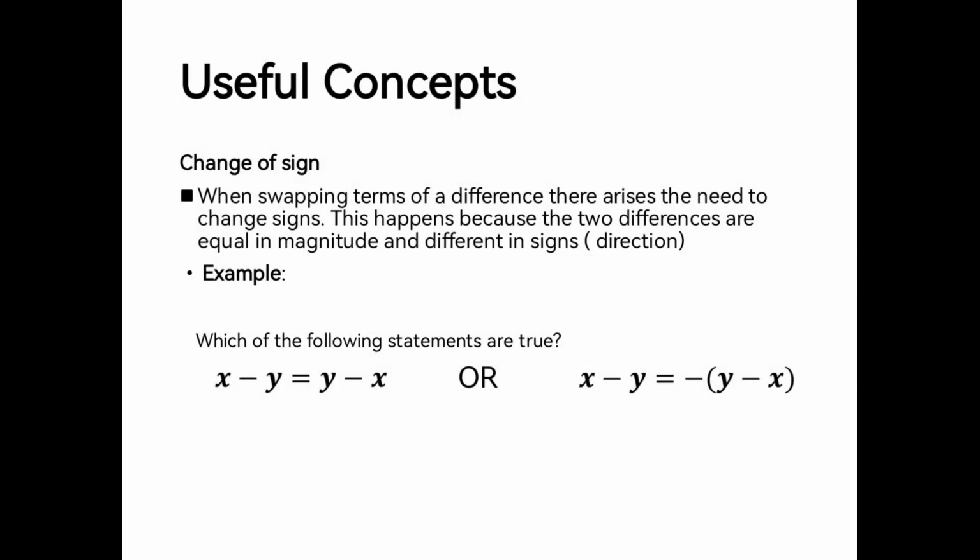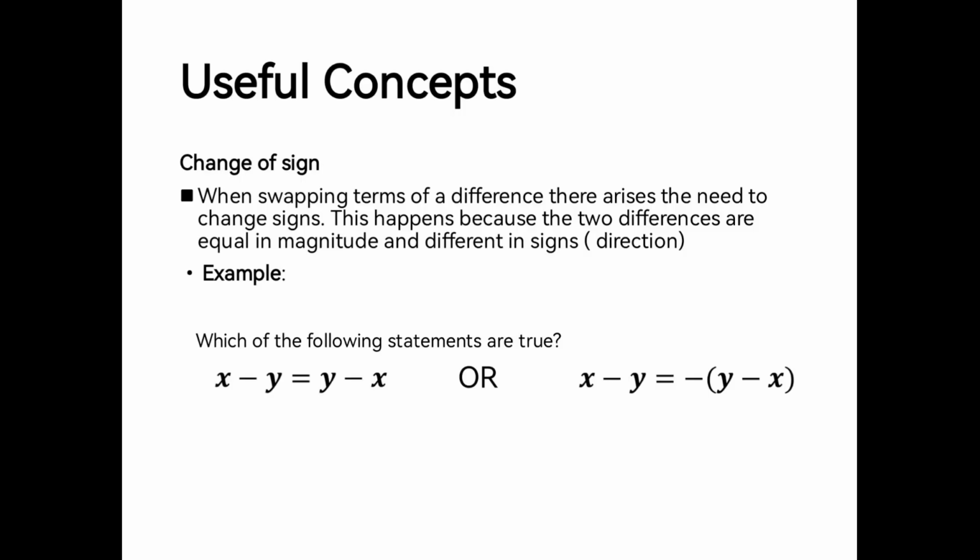Now, here are useful concepts. One of the most useful concepts that we're going to be utilizing in this particular section of factorization is the change of sign rule. It says when swapping terms of a difference, there arises a need to change the signs. And this happens because the two differences are equal in magnitude and different in signs.